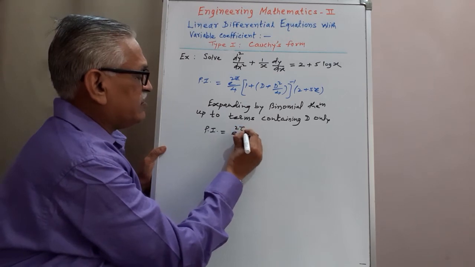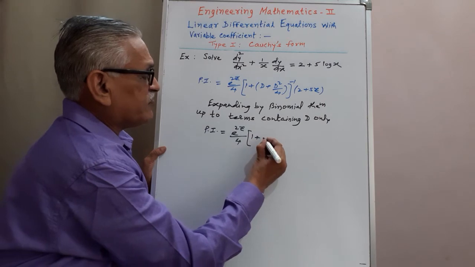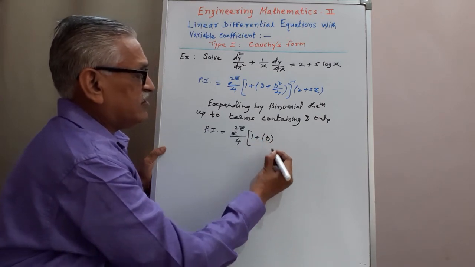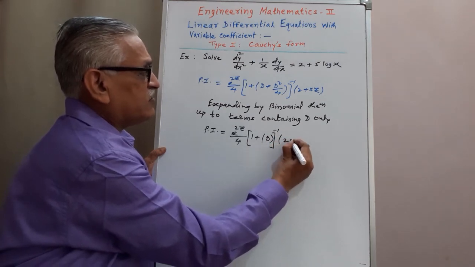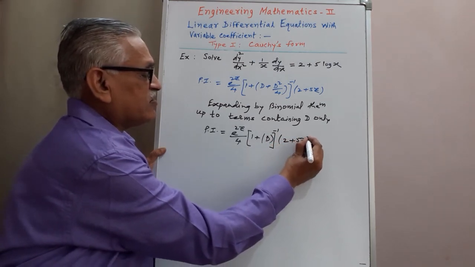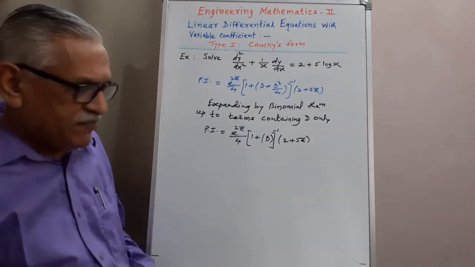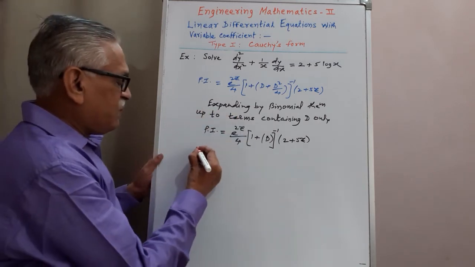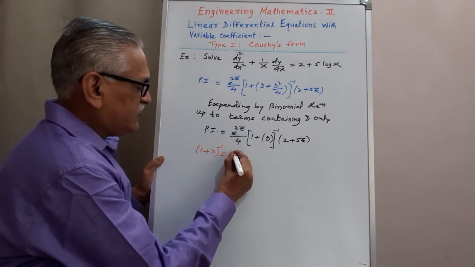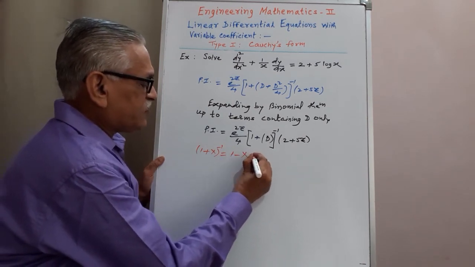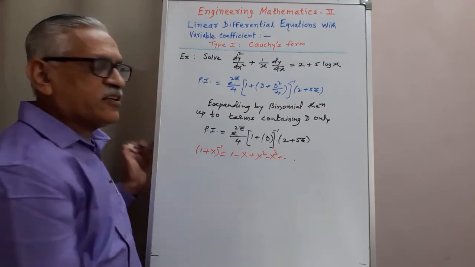Therefore that PI becomes e raised to 2z divided by 4, 1 plus d, raised to minus 1, operate on 2 plus 5z. And then using the binomial theorem, the expansion of 1 plus capital X raised to minus 1 is 1 minus x plus x square minus x cube, and so on. Terms are alternately positive, negative.